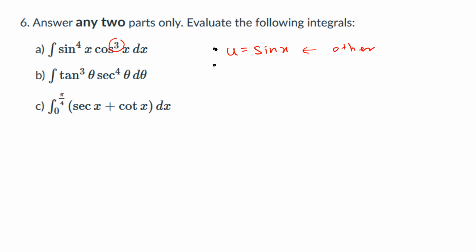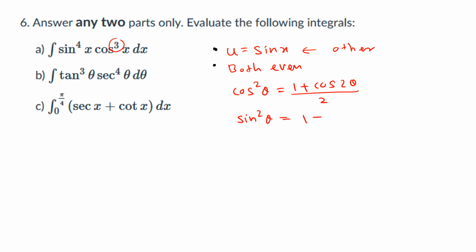In that case, you have to use the double angle formula, the half angle formula, and we remember these. If you have both even powers, you have to use the half angle formula. So we know that cosine squared theta is 1 plus cosine 2 theta over 2, and sine squared theta is 1 minus cosine 2 theta over 2. We can use these formulas if both are even. That's about sine cosine.